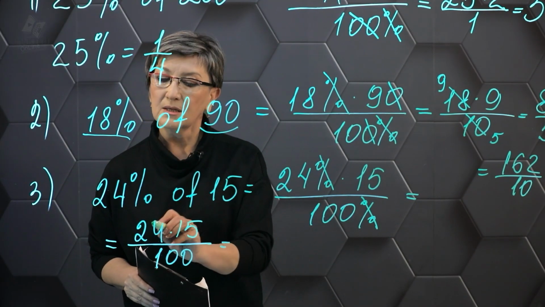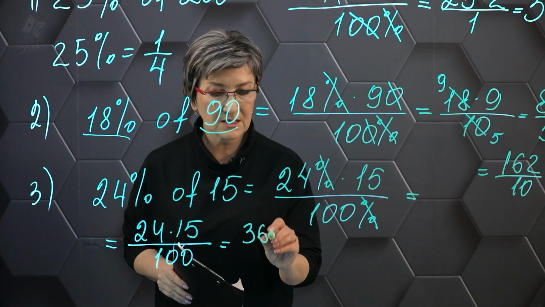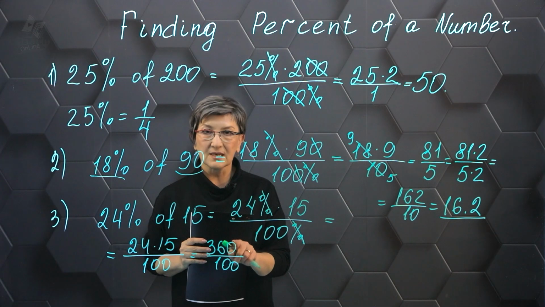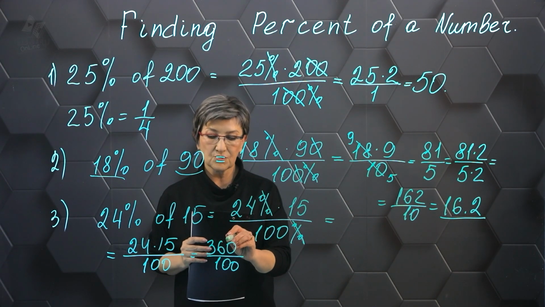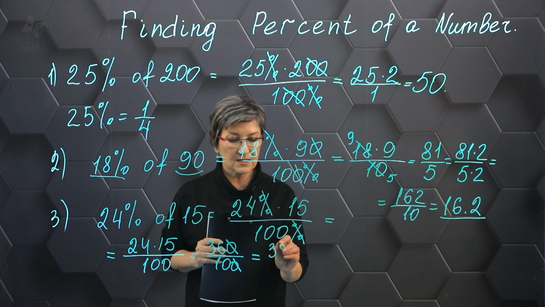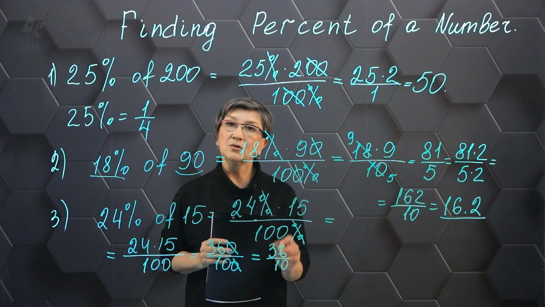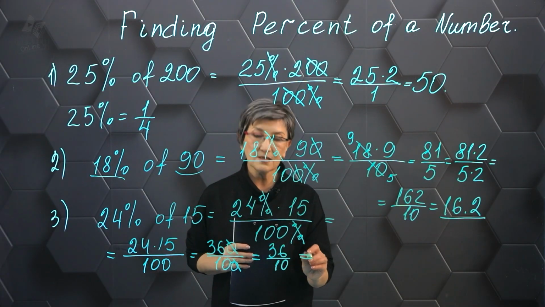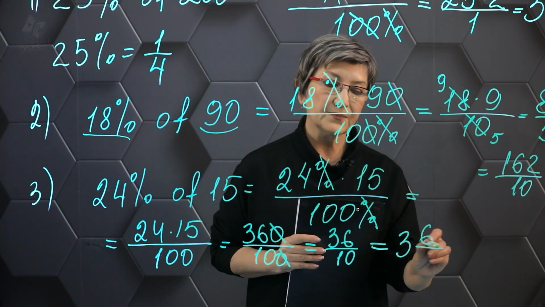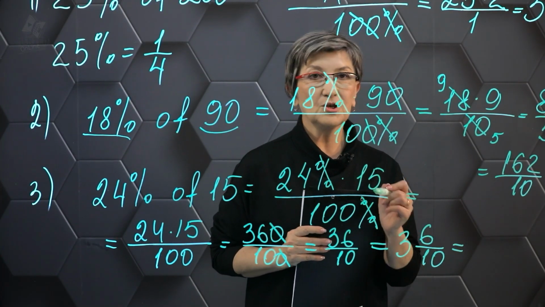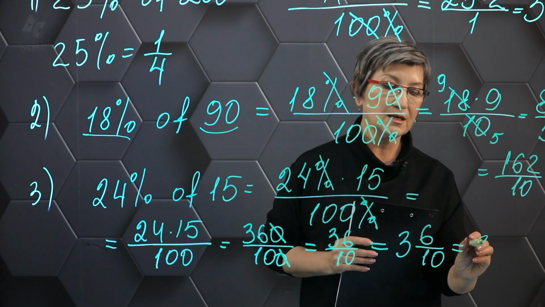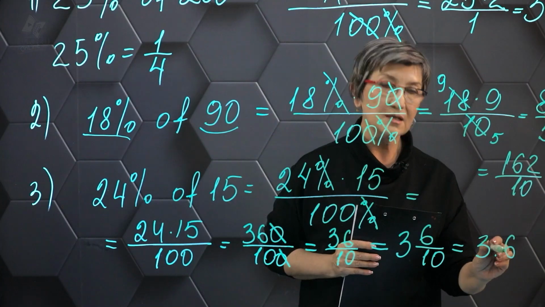What did I do that for? 24 times 15 is 360, and I have 100 left. And now I can reduce by 10, so I cross out 1 zero in the numerator and 1 zero in the denominator. I get 36 tenths. Well, now let's allocate the whole part. That is, let's write it down as a mixed number. It will be 3 and 6 tenths. Well, now it's very easy to write it down as a decimal fractional number. It's 3 ones and 6 tenths.